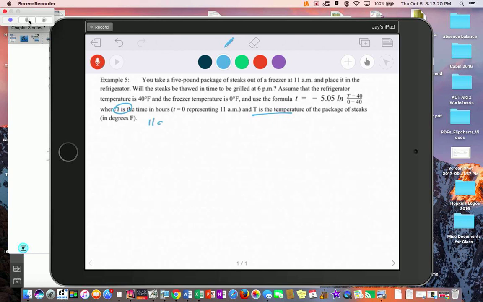So 11 a.m. until 6 p.m., right? That's 7 hours. So we're going to put in 7. negative 0.05 ln of T minus 40 over 0 minus 40. So a lot of stuff's done. Now all I have to do is solve for big T in this problem. So I can divide by the negative 0.05.